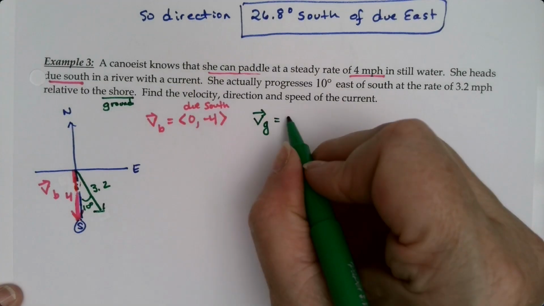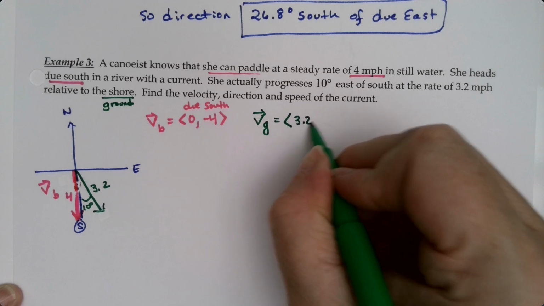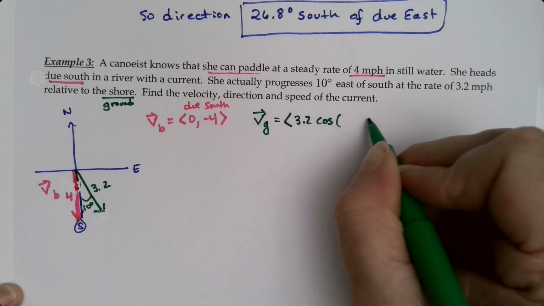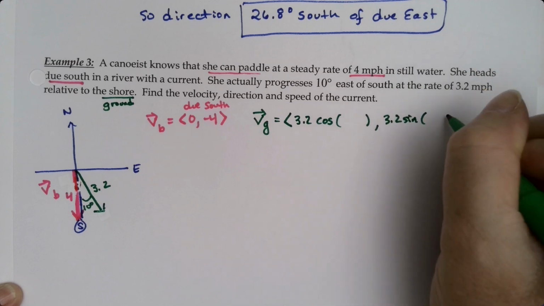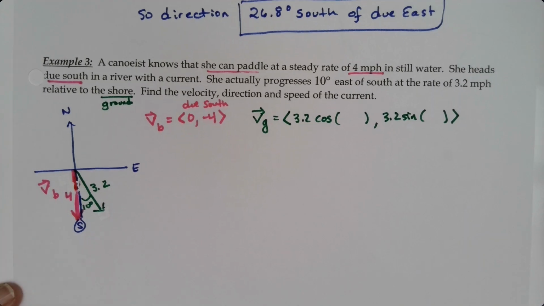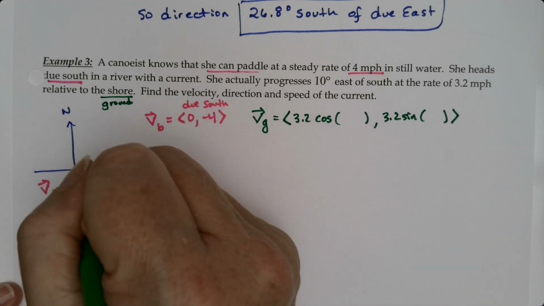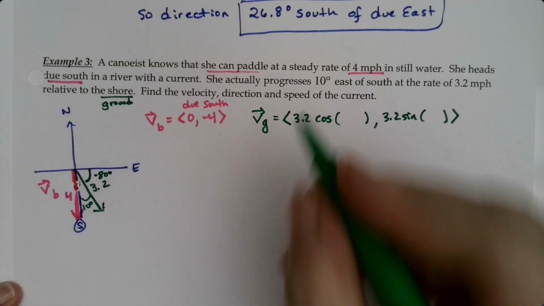Okay, so the velocity with respect to the ground would be 3.2 cosine of the reference angle and 3.2 sine of the reference angle. Now, notice I didn't put 10 degrees in there because it's not 10 degrees, right? What's the angle we're going to need? Well, if this is 10 degrees, this angle here is negative 80 degrees, and that's the one we're going to need.